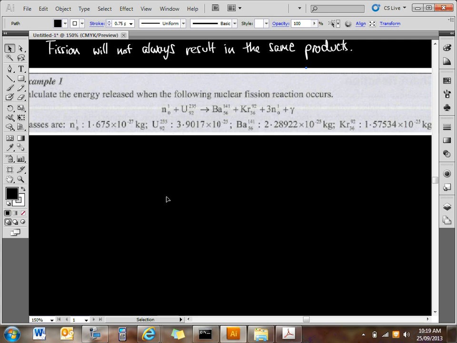Absolutely. So we're going to calculate the total mass of the reactants and the total mass of the products. Find the change in mass, or the delta M, this value here, and then we're going to put that into E equals MC squared. Okay. Remember, this is the mass defect.